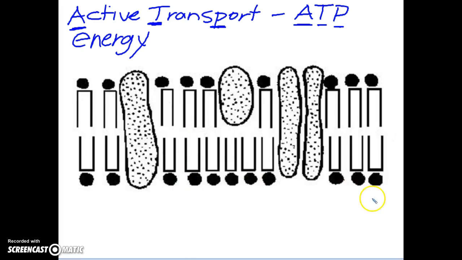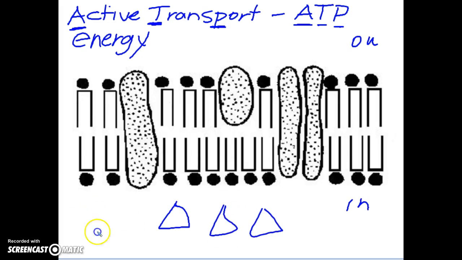So let's say we've got, remember, this is the inside of the cell and this is the outside of the cell. So if we've got a ton of things inside of the cell, but we still need more, the concentration gradient would normally go from high to low. So it would go from the inside to the outside. But we want to get these things in the cell because we need lots of them. And that's the time that we have active transport.